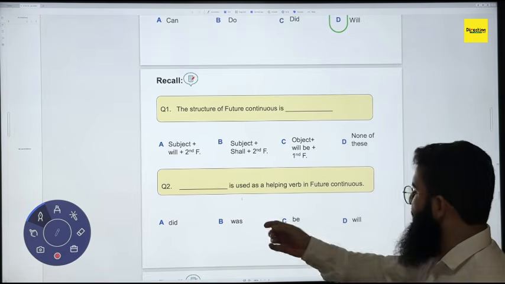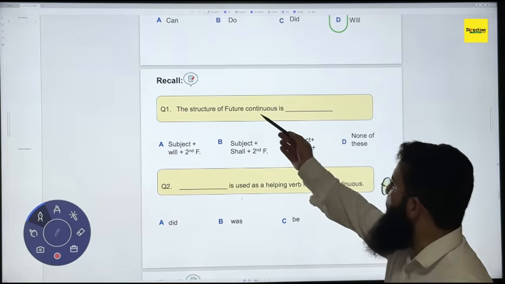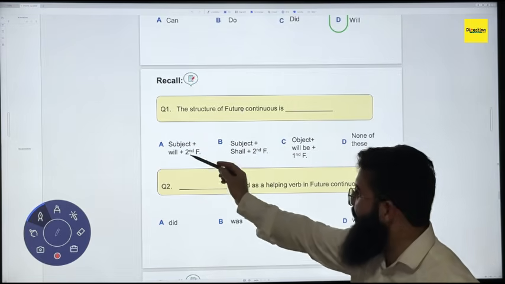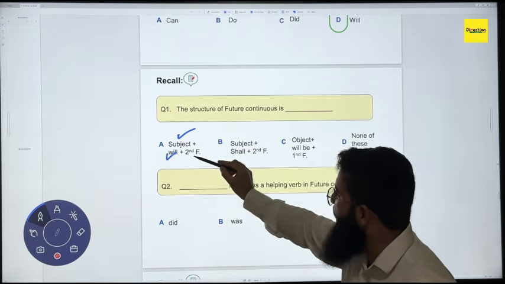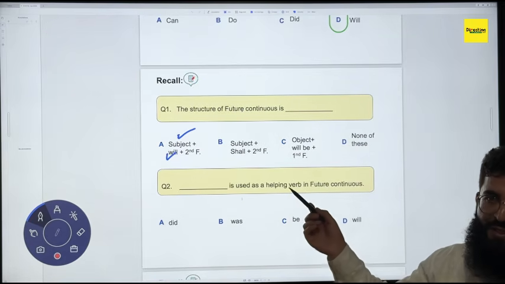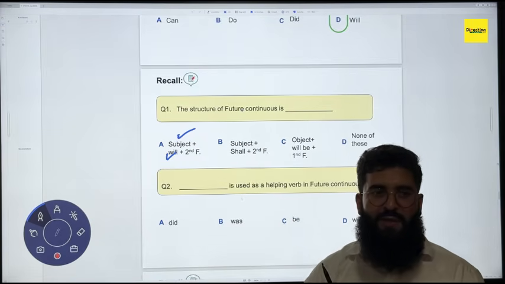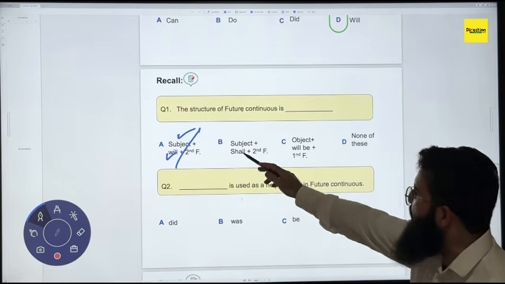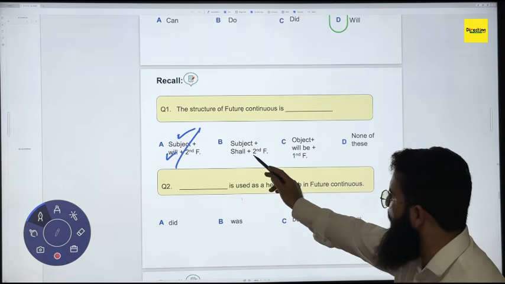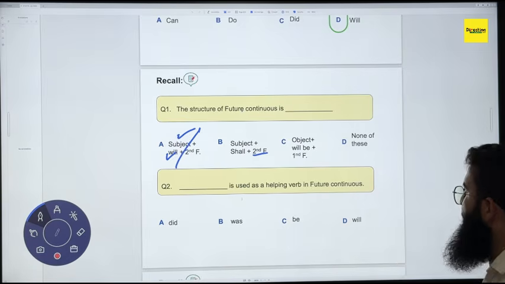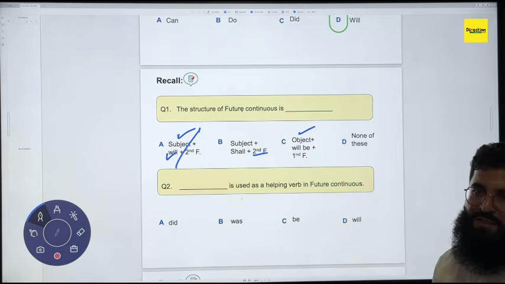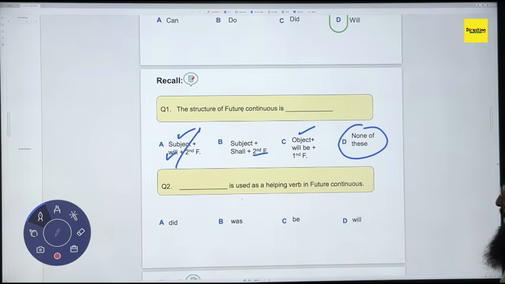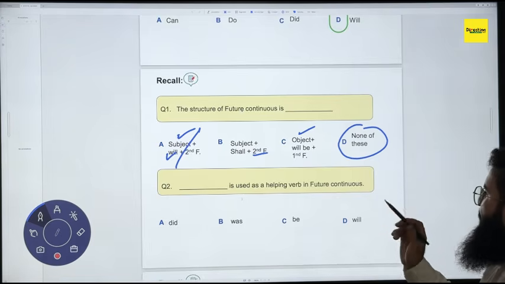Okay? So the question is, the structure of future continuous is subject plus will. In future, do we use will? So subject is correct, yeah? Will is also correct. In future continuous, do we use second form or ing form? Ing form. That's correct. So this is not correct. Is this correct? Subject plus shall plus second form. It also has second form. We use ing form, not second form. Third, do we start with object? You have to be super cautious, and none of these is the answer. And dash is used as a helping verb in future continuous.